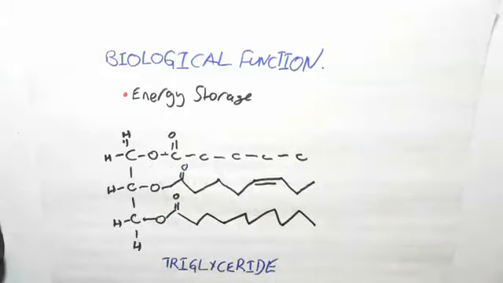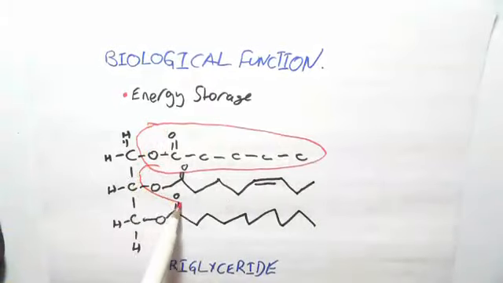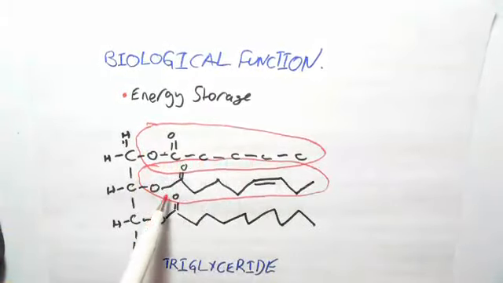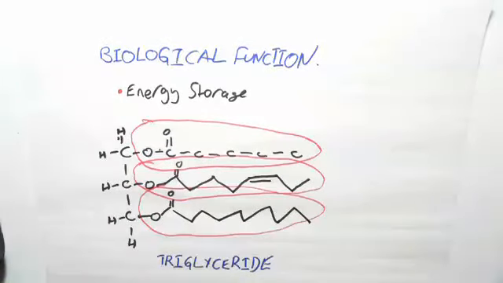So I'll just circle the fatty acids. We have one here, one here, and one here. So that's our 3 fatty acids, making it a triglyceride.